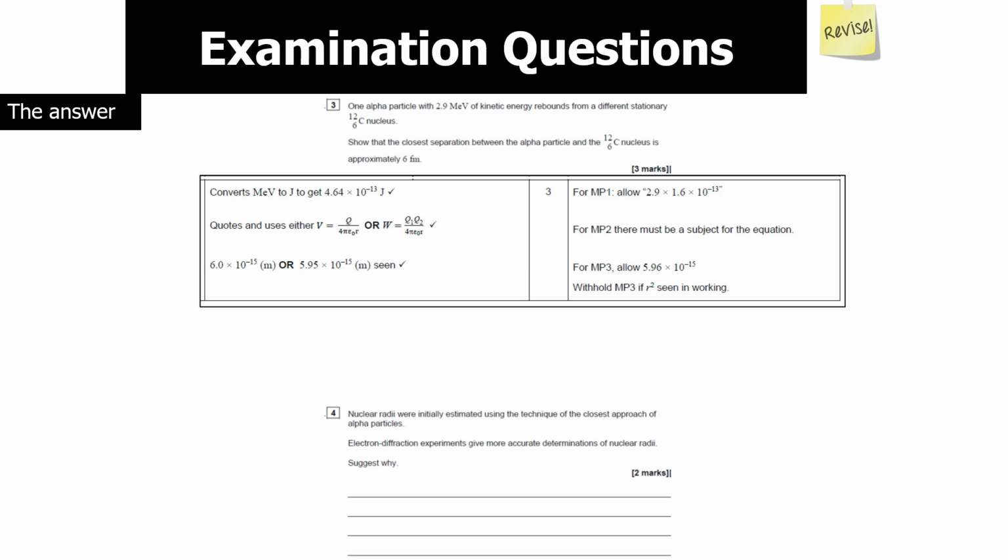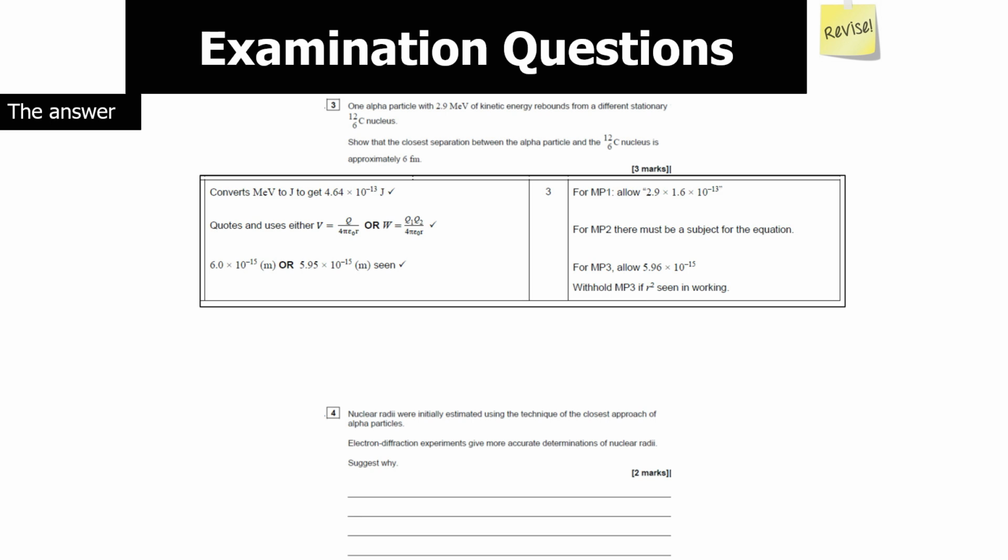We can therefore make r the subject, because we know the charge of the alpha particle, it's going to be 2 times 1.6 times 10 to the minus 19. We know the charge of the carbon nucleus, because there's 6 protons there, so it's 6 times 1.6 times 10 to the minus 19. So we can work out our values to be 6 times 10 to the minus 15 meters.